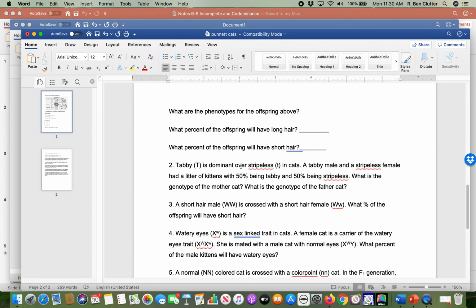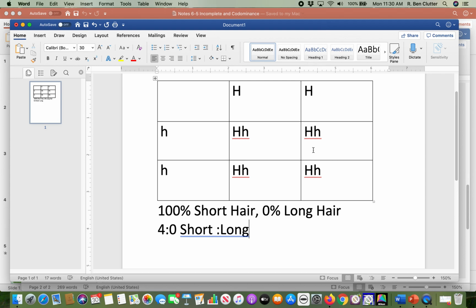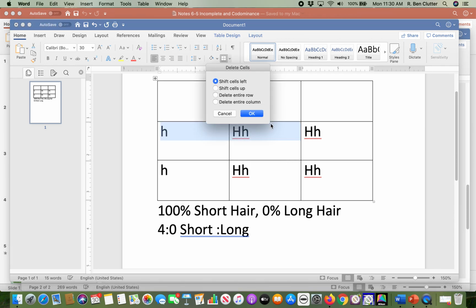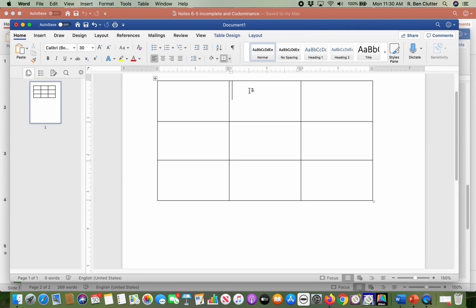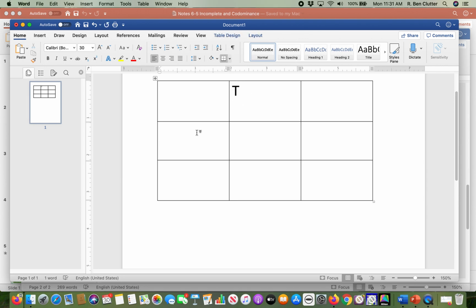All right, so tabby is dominant over stripeless in cats. A tabby male and a stripeless female have a litter of kittens with 50% being tabby and 50% being stripeless. What is the genotype of the mother? So this is a little bit more complex problem. You have to kind of think backwards here. It says that one parent is tabby and one is stripeless, and that tabby is dominant over stripeless. So we're going to say that one is a capital T and the other one's stripeless, so we know it's lowercase t for that one.